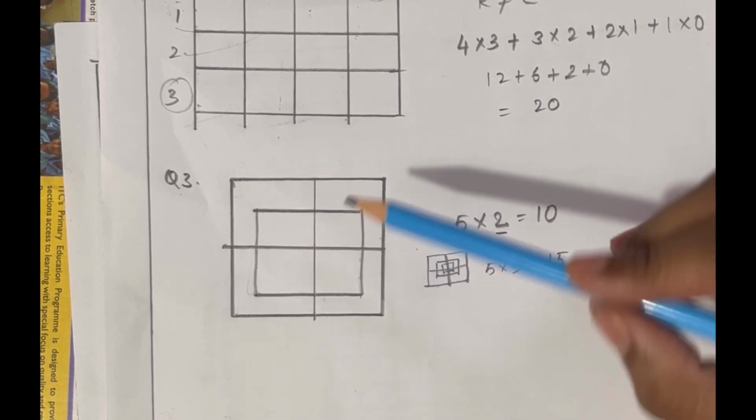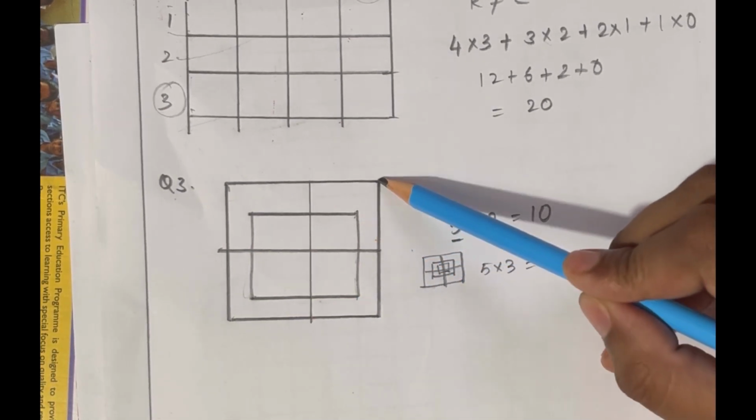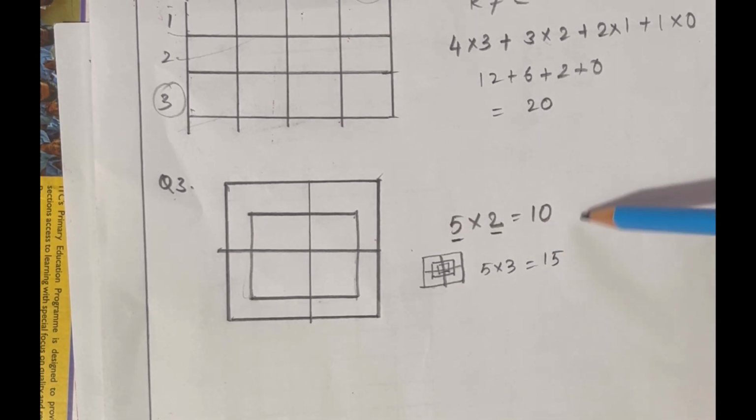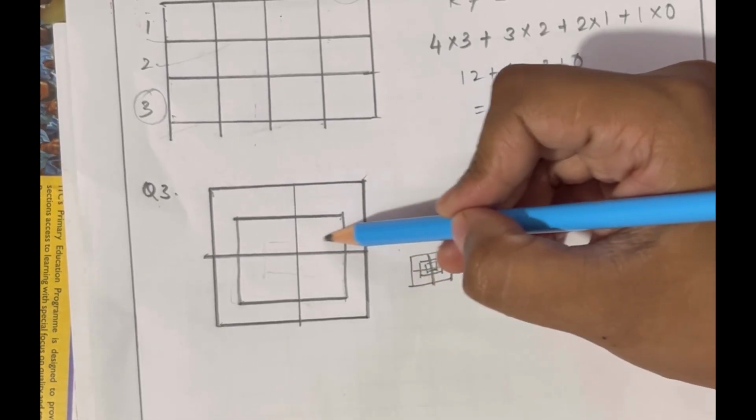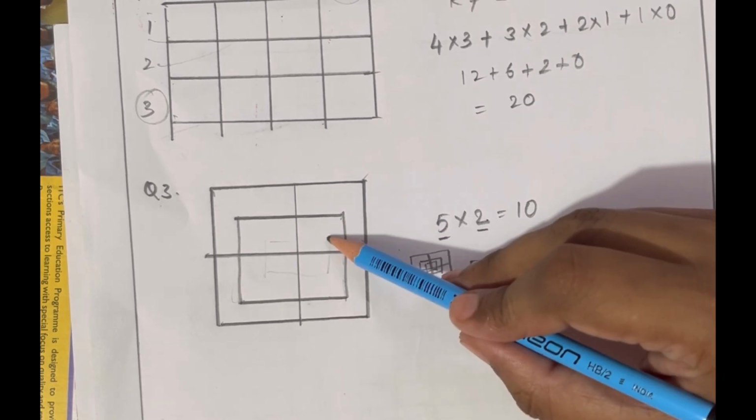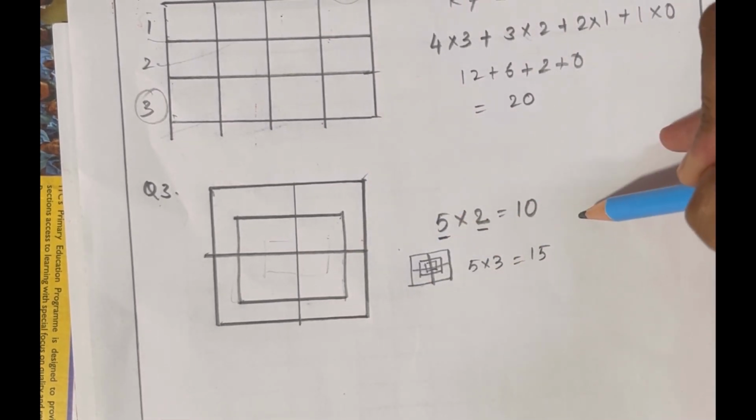So let's count the number of squares in the figure. 1, 2. So 5 into 2 is 10. If another square is present in this, we have to count 1, 2, 3. 5 into 3, 15 squares are present.